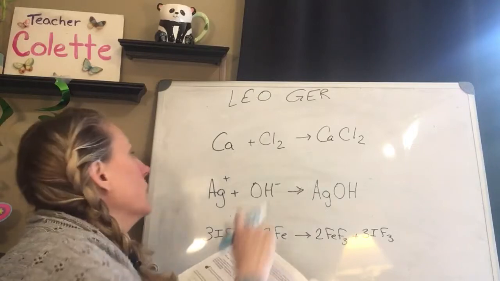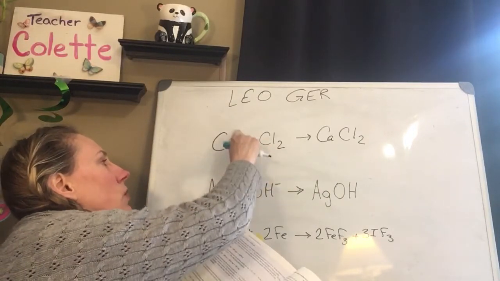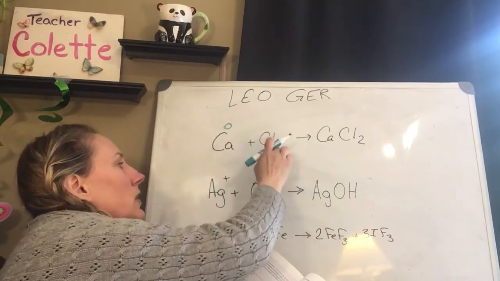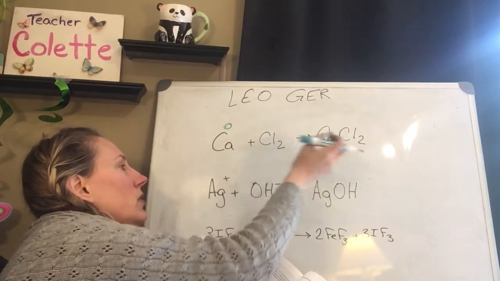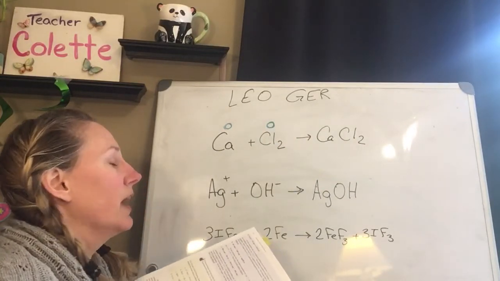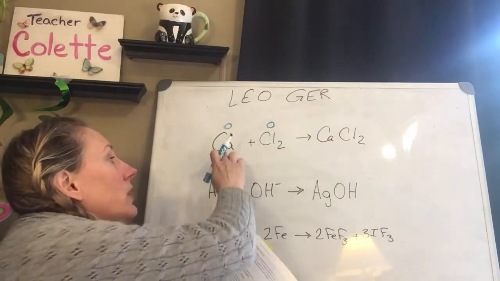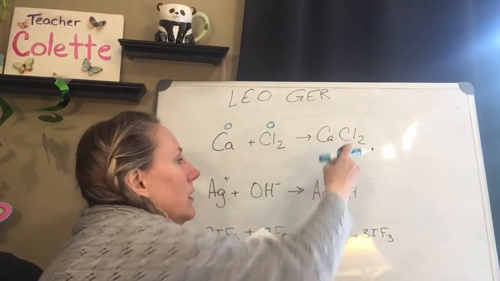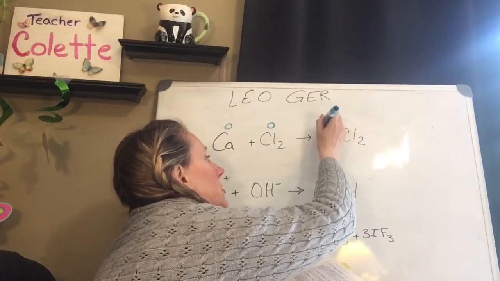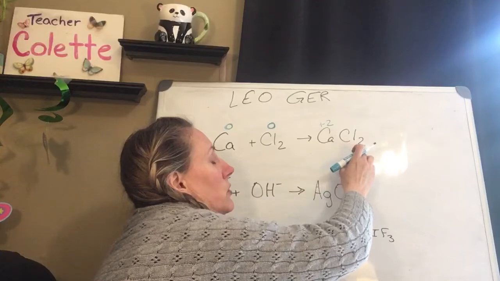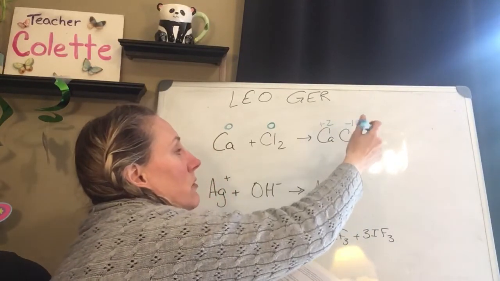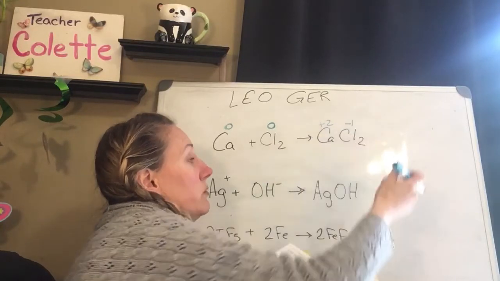Okay, so rules say if there's no overall charge and it's one thing, my oxidation number is 0. Here I have one thing, it has no overall charge, so the oxidation number on chlorine is 0. So here it's 0 and 0. But here I have calcium, which from my rules is +2. And here from my rules, chlorine is -1, and there's 2 of them. That gives me an overall 0 charge because -2 and +2 gives me 0.